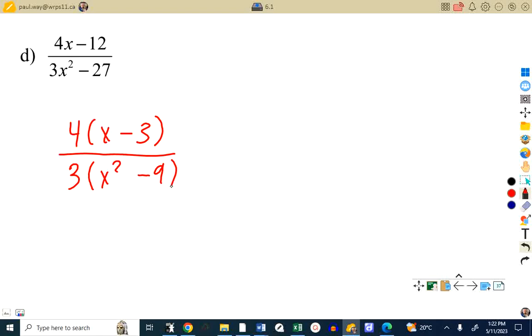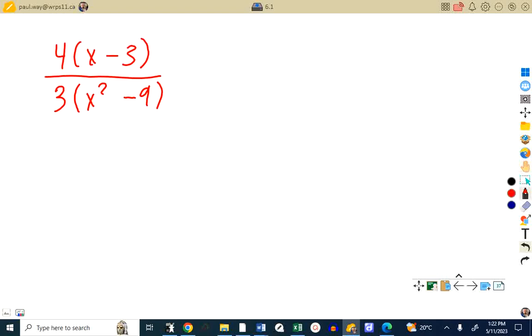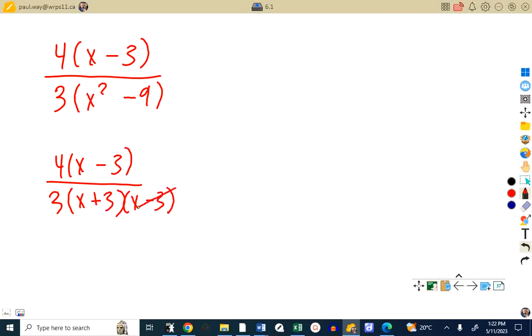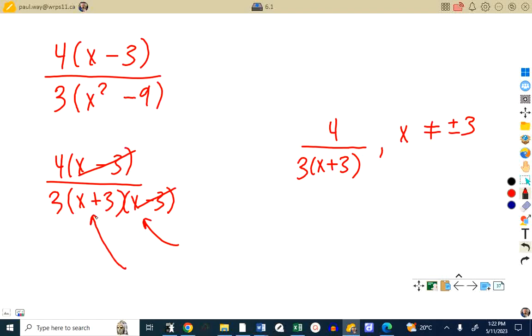which reveals in the denominator a difference of squares, which is factoring now into x plus 3, x minus 3 in the denominator. We also have this factor of 3. Cancel, cancel. Whatever you have not canceled is what's left. 4 over 3 times x plus 3. X is not equal to plus or minus 3 because of these two non-permissible value factors.